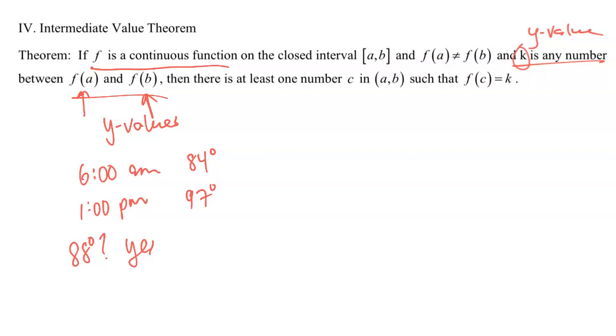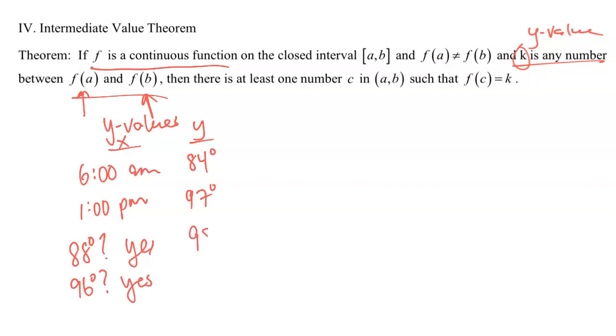You have to pass through every value in between, or another way to say that, every intermediate value between 84 and 97. And notice that these would be the y values in my function, and the times would be the x values. And so another question, did the temperature have to be 96 degrees at some time between 6 a.m. and 1 p.m.? Well, 96 is between 84 and 97, so the answer to that question would also be yes.